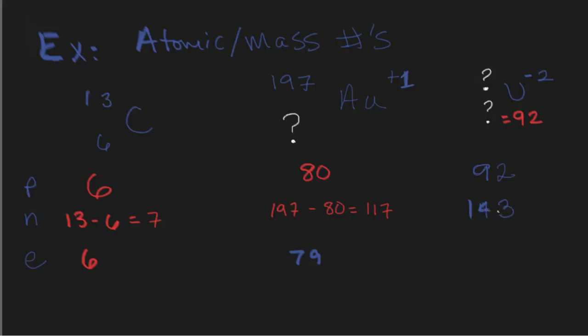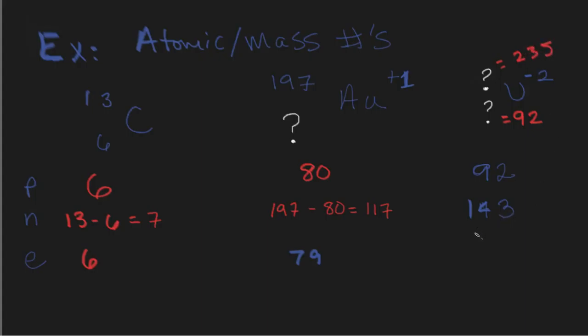We're given the number of neutrons. We want the mass number. So the mass number is the number of neutrons plus the number of protons. And if you were to do that, you would get 235. That's adding protons plus neutrons.